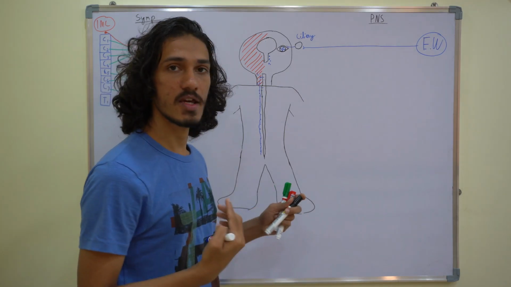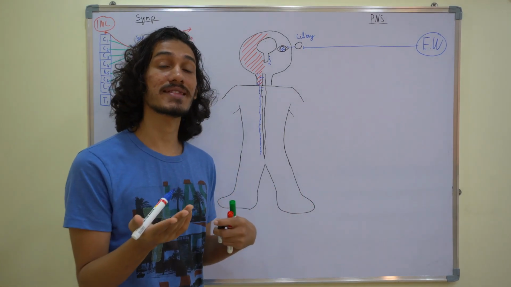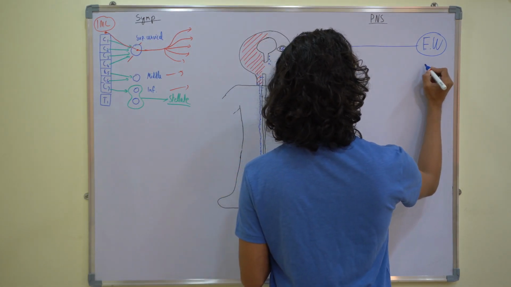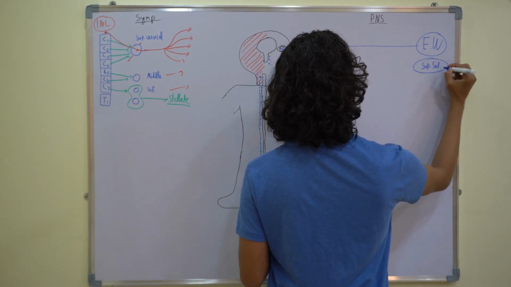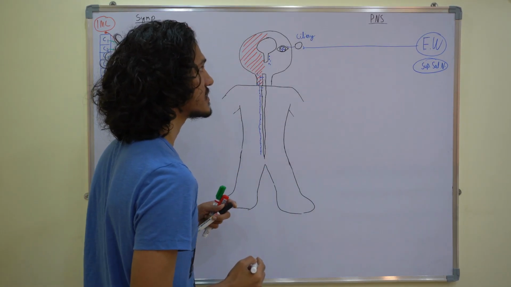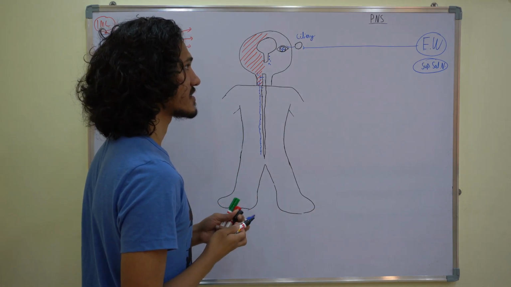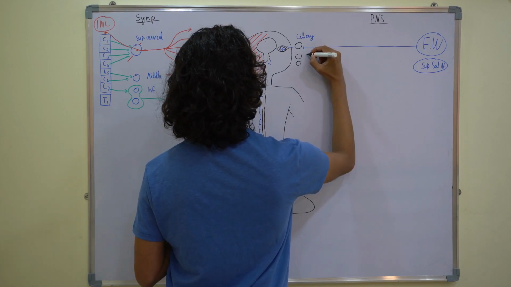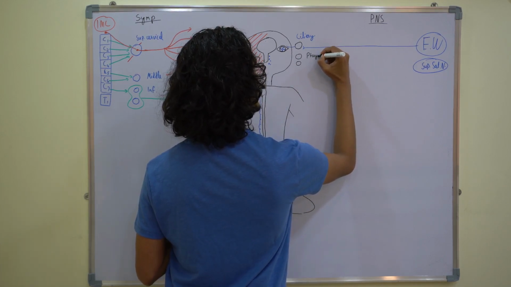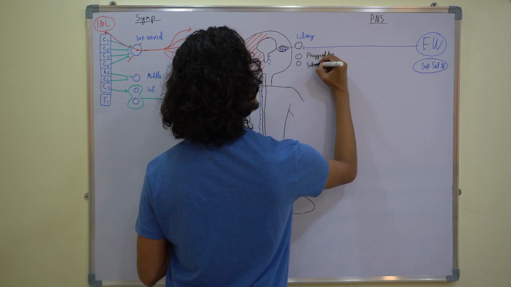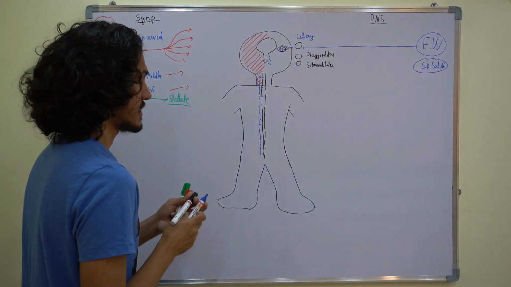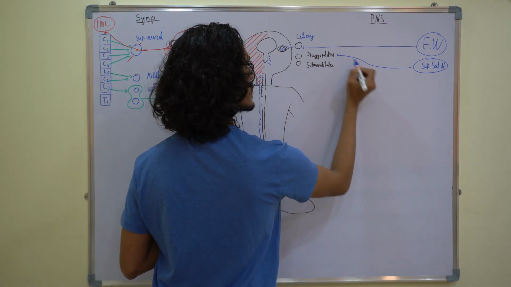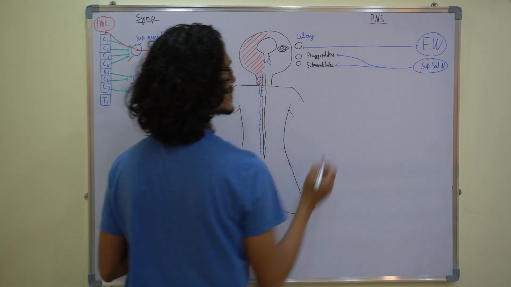Next up is your salivatory nucleus. We have a superior salivatory nucleus and an inferior salivatory nucleus. The superior salivatory nucleus is going to supply two different ganglia which are present close by. There's one ganglia here, there's another ganglia here. This is your pterygopalatine ganglia. This is your submandibular. So the superior salivatory nucleus is going to supply your pterygopalatine ganglia and your submandibular ganglia.